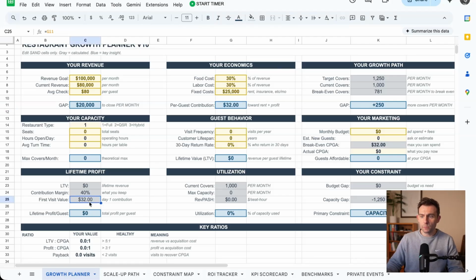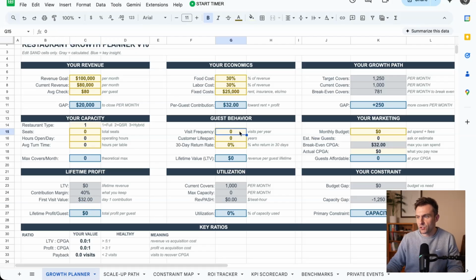Now, this number down here, the first visit value, this is important because it means that on day one, before the guest ever comes back, you're making $32 from that guest. That $32 is your break even. It is what you have to play with in your marketing to achieve your target. If you can acquire a guest for $32 or less, you're profitable on their first visit, which means you have a recipe that you can scale up to reach your target.